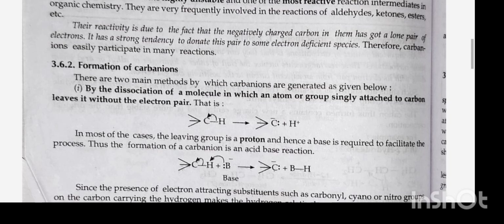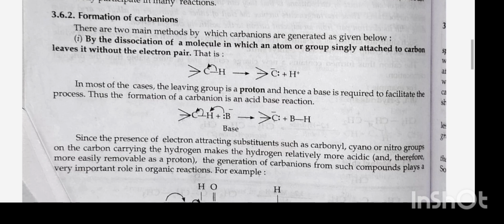Formation of a carbanion. There are two main methods by which carbanions are generated, as given below. First, by the dissociation of a molecule in which an atom or a group singly attached to a carbon leaves it without the lone electron pair. That is, in most cases, the leaving group is a proton and hence a base is required to facilitate the process. Thus, the formation of a carbanion is an acid-base reaction.